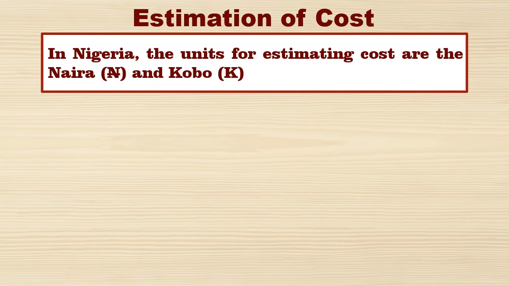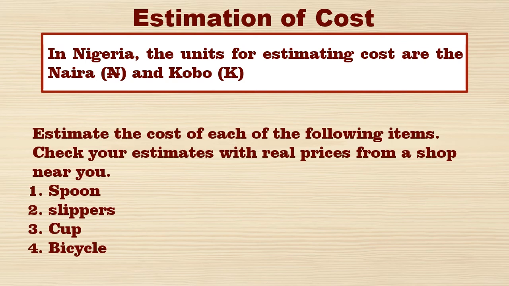Estimation of cost. In Nigeria, the units of estimating costs are the naira and kobo. Example, estimate the cost of each of the following items. Check your estimate with real prices from a shop near you. So, number one, spoon. Number two, slippers. Number three, cup. Number four, bicycle.